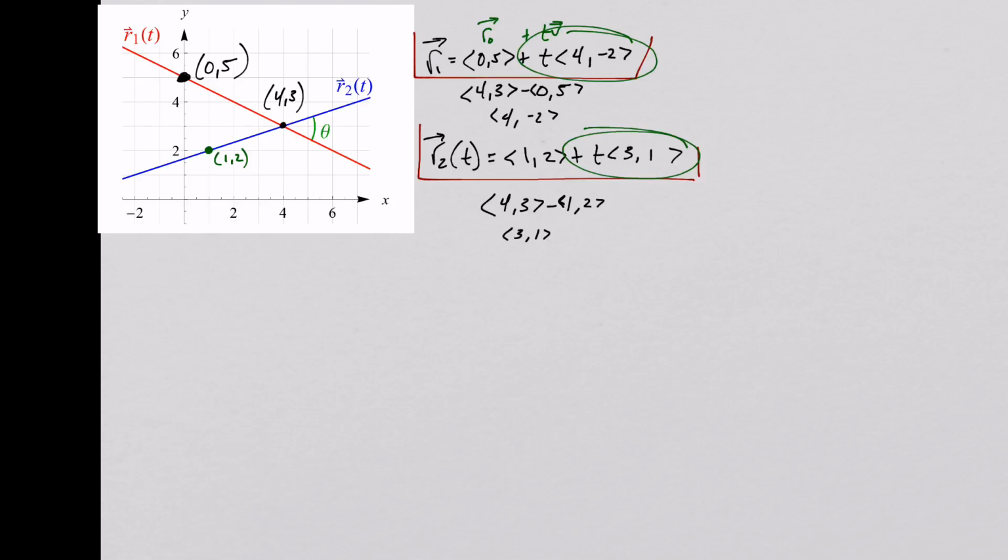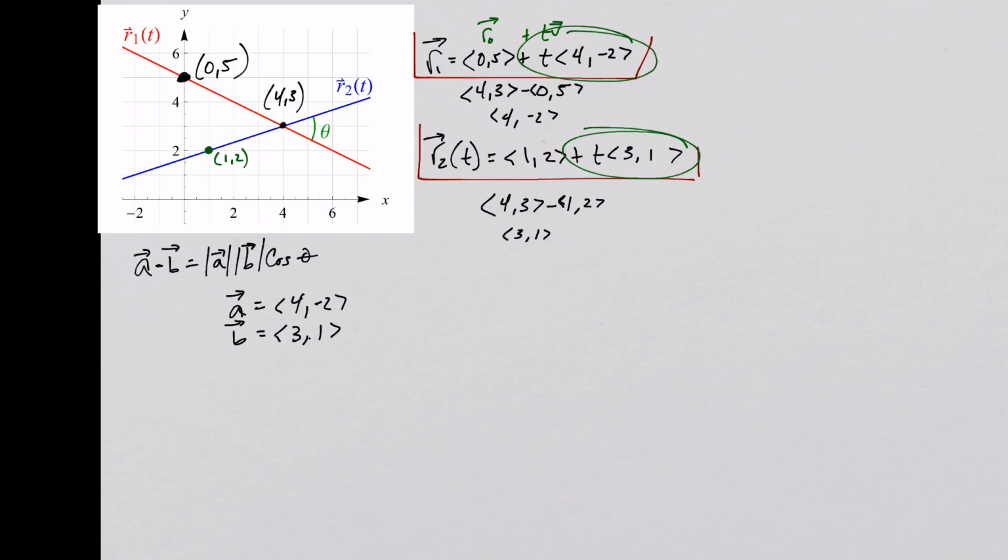And if you said to yourself, I bet we're going to go back to the way we solved for the angle before, where the dot product of A and B was equal to the magnitude of A times the magnitude of B times cosine theta, then you'd be correct. So for the interest of this problem, I'll call vector A our first direction vector, which was (4, -2). And B is our second direction vector, which was (3, 1).